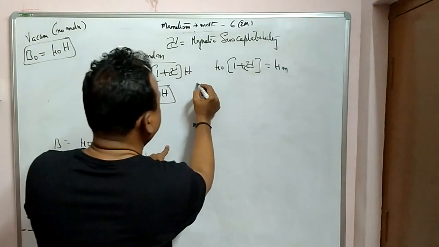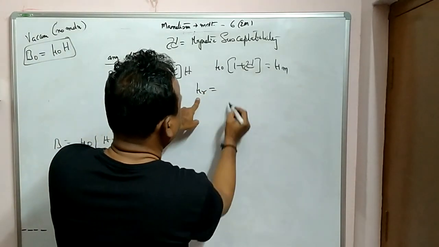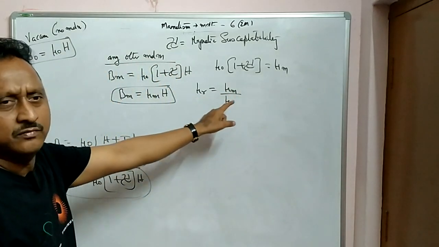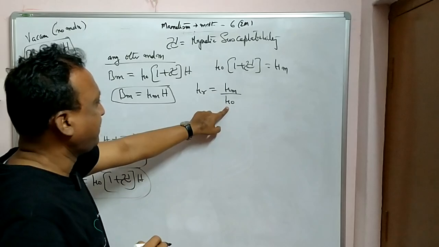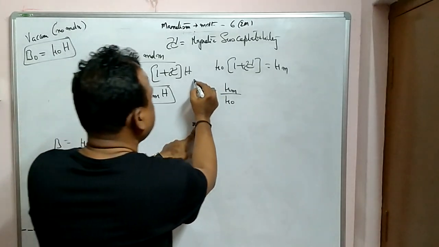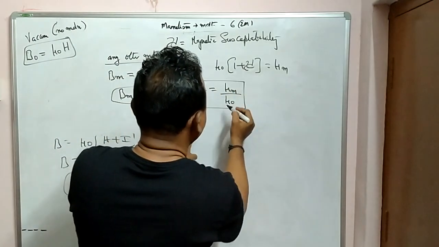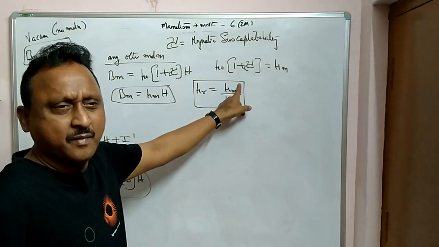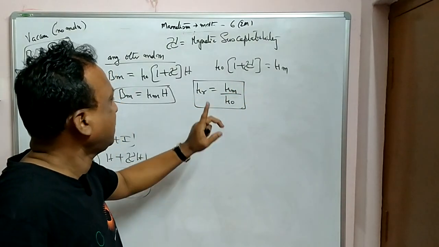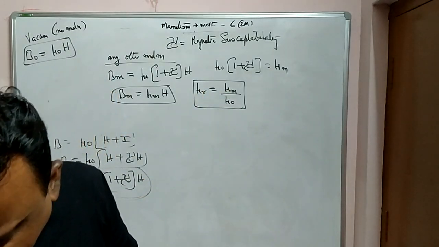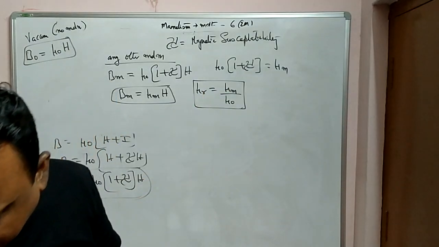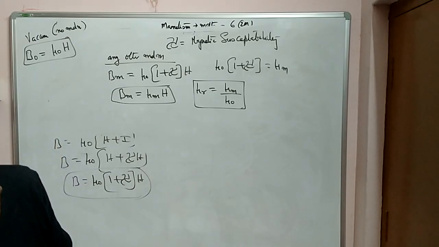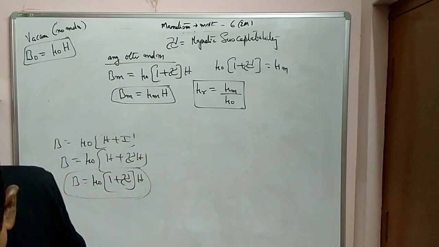We also know another formula: relative permeability is equal to mu by mu naught, that is, permeability of the medium by permeability of free space, mu m by mu naught. This formula we will be using regularly. Relative is also used in electrostatics, epsilon r is equal to epsilon m by epsilon naught. So mu r can also be written as mu m by mu naught. Okay, and finally you can write it. Clear? Yes.